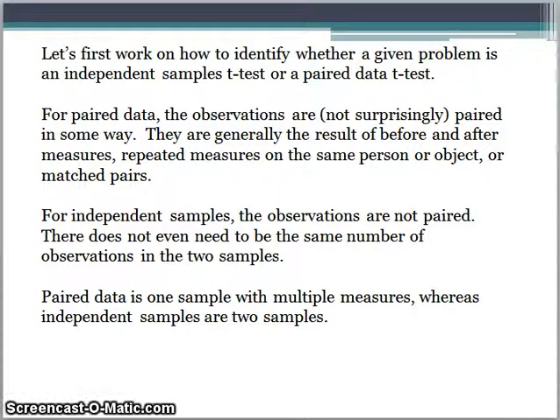So the first thing we need to do is talk about what it means to be a paired t-test. How's that different from the independent samples t-test? Well, what you're looking for is whether the data is paired in some way. For paired or dependent data, the observations are, not surprisingly, paired in some way. A lot of times it comes from before and after measures, repeated measures on the same item, or any other way in which we can match two pairs together.